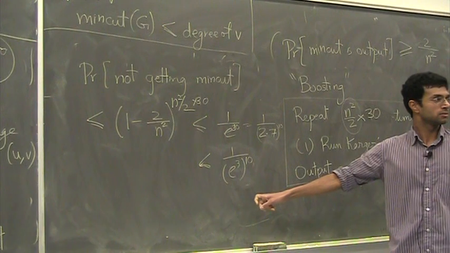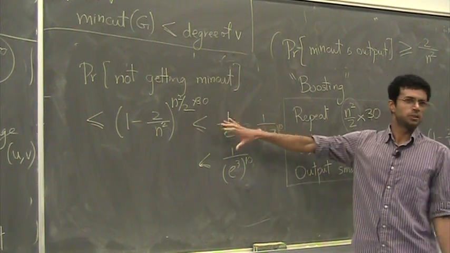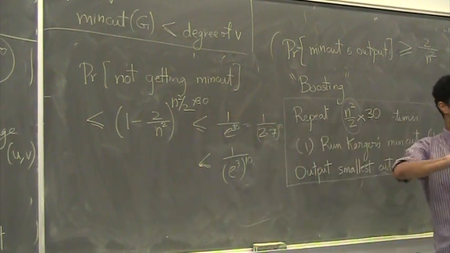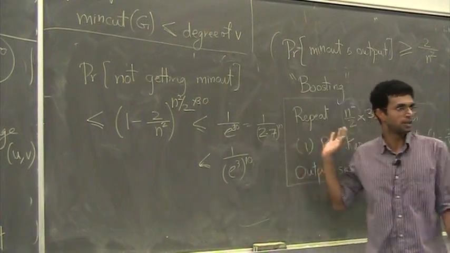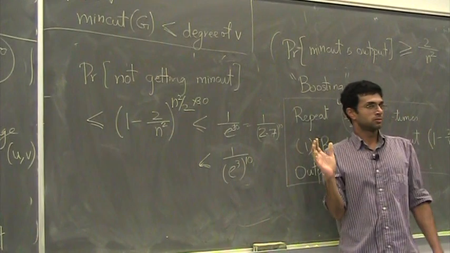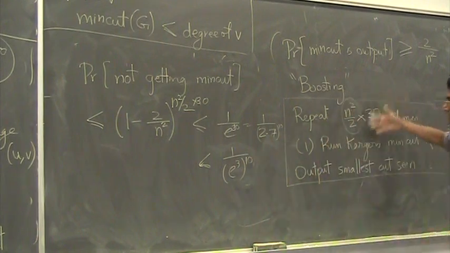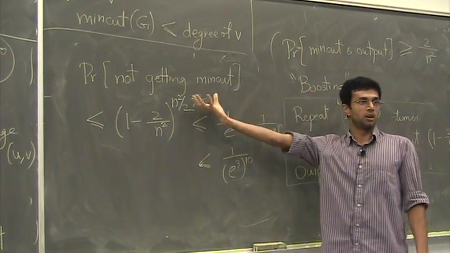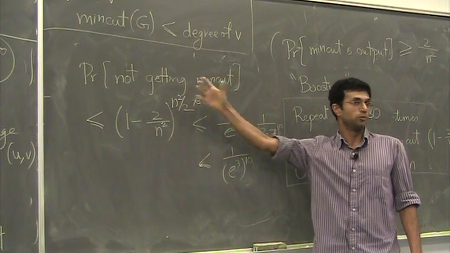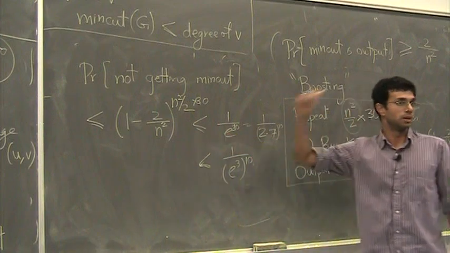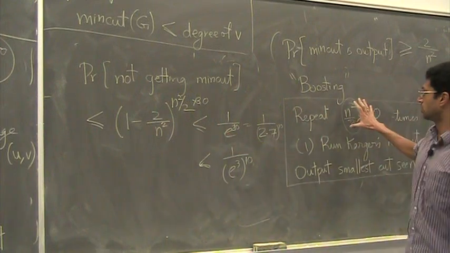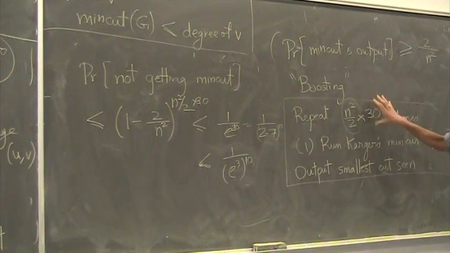So the odds of not getting it is probably less than the probability that your code has a bug in it or that your hardware failed. I mean, boosting is really cheap, because you put the number of trials in the exponent. So if you double the number of trials, you actually square the error probability. And so you repeat basically this n squared times.